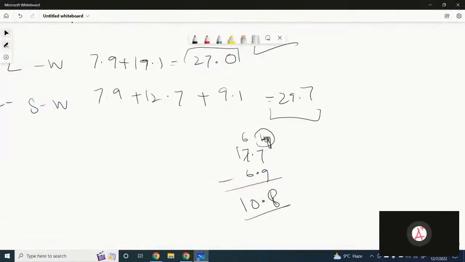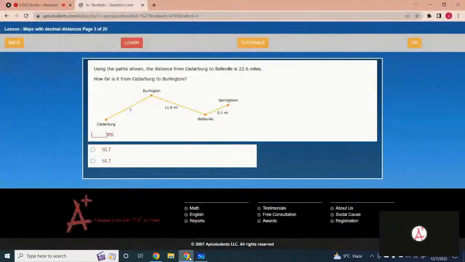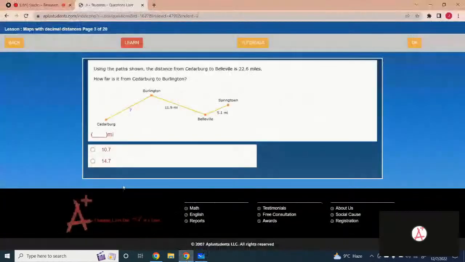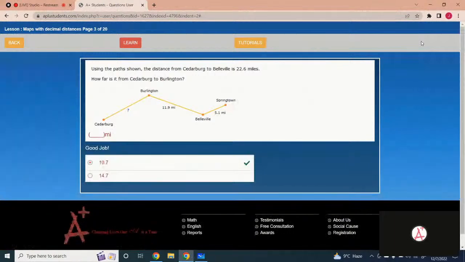So 22.6 subtract 11.9. Got it? Let me just confirm the numbers, 22.6 and 11.9. Yes, just subtract them. You cannot subtract 6 out of 9, so we have to borrow 1. It makes 16 here. So 16 subtract 9 is 7. 1 subtract 1 is 0 and 2 subtract 1 is 1. That means the missing distance is 10.7. Got it? So just select the correct option, then click on the OK button.